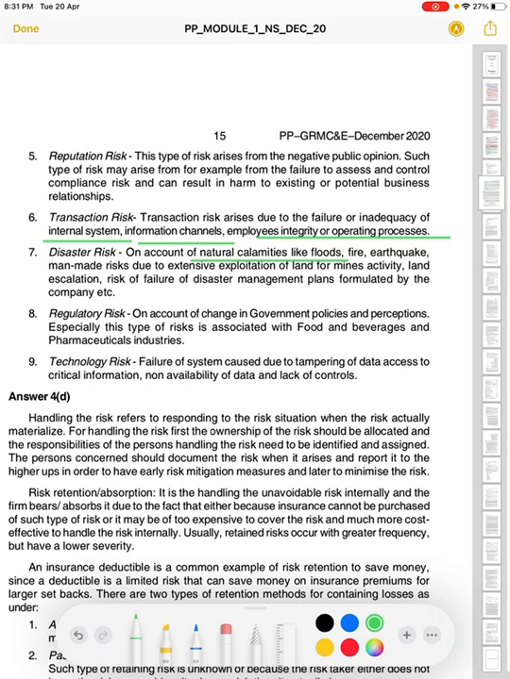I have also given you the example of Vijay Mallya here, Kingfisher Airlines. And perception risk especially is associated with the food and beverages and pharmaceutical industry, but we have a live example of Kingfisher Airlines here. So we have technological risk, that is failure of systems caused due to tampering of data, access to critical information, non-availability of data and lack of control. Non-availability of data could lead to technological risk that could automatically hamper the organization.